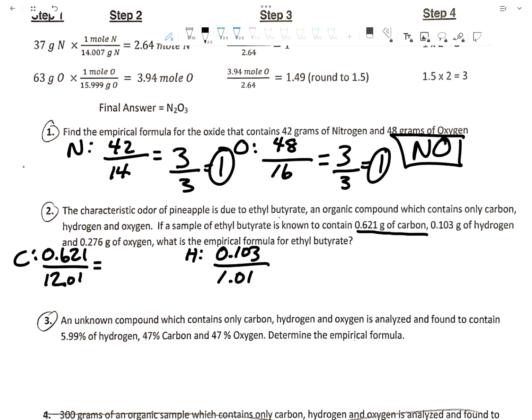And then we're going to go over to the oxygen. And we have 0.276 of that. And we'll keep it at 15.9. There we go. That'll work. Okay. So we're going to take the carbon and divide that out. 0.621 divided by 12.01. We get 0.0517.